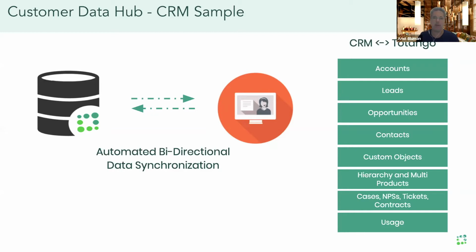So in this CRM example, I can connect to your accounts, leads, opportunities, contacts, any custom object, as you can see. We also support hierarchy and multi-product and everything. All objects, all fields, even reference fields, are supported.